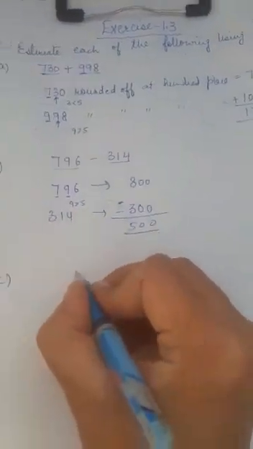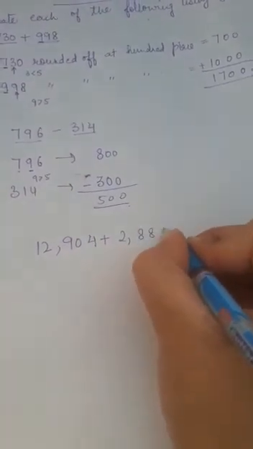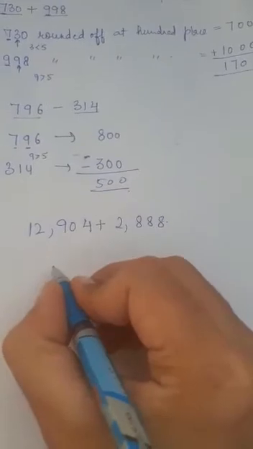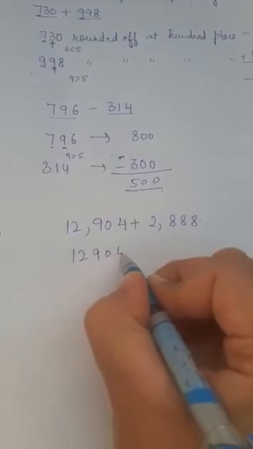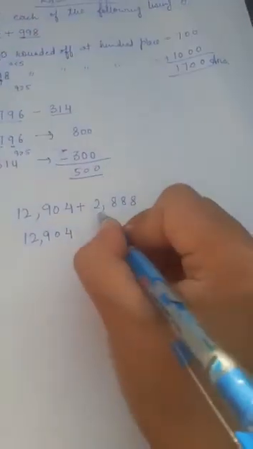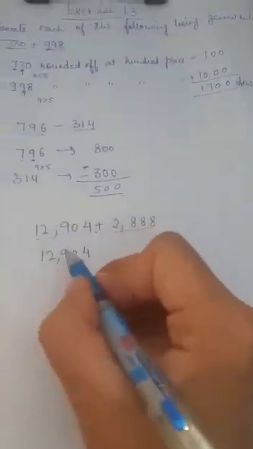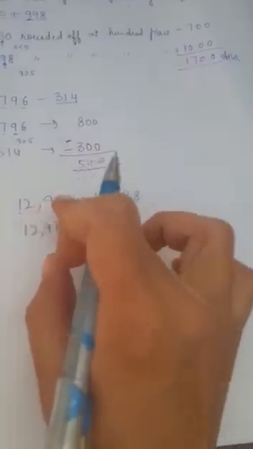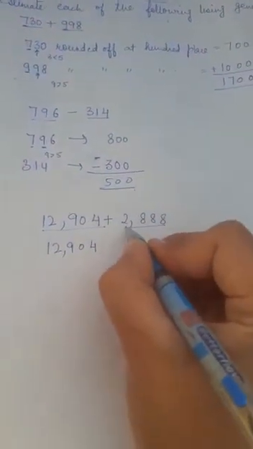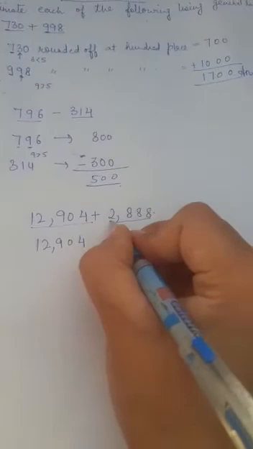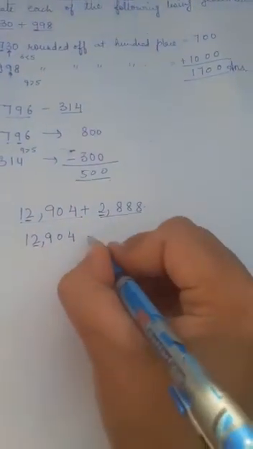Now C part. 12,904 plus 2,888. Now what does the general rule say? This number has 4 digits and this has 5 digits. The general rule says to round off both the numbers at the same place. Now as this number has 4 digits, I'll round off both the numbers at the thousands place. Both the numbers at the thousands place.